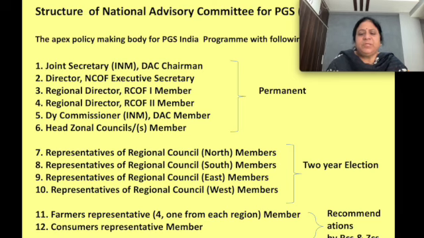Two-year election members are also there, with recommendations by regional councils and zonal councils. Farmers' representatives are also present in this council, four, one from each region, and a consumers' representative member is also present. So it is a complete committee.